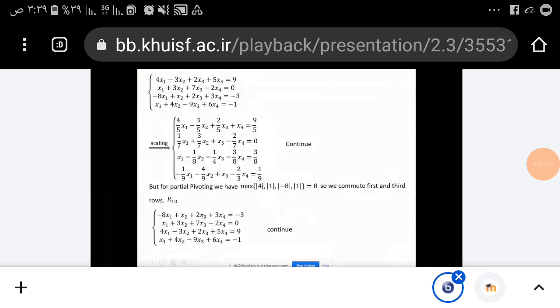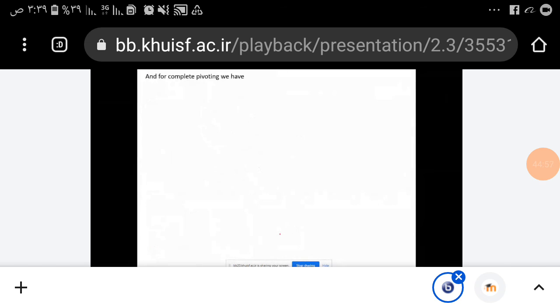You can continue to do Gauss elimination. And finally, we want to come to complete pivoting.